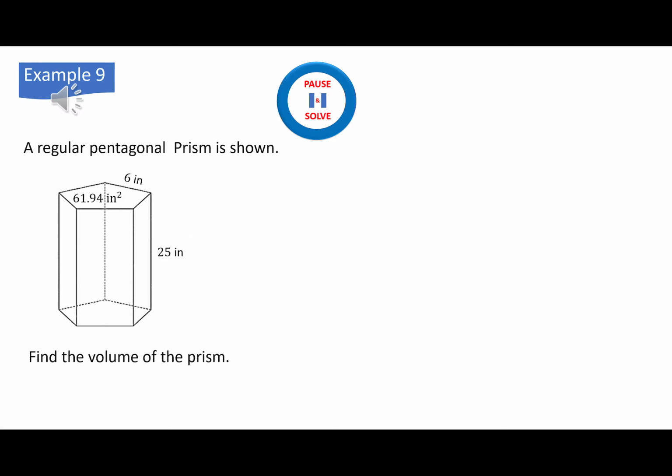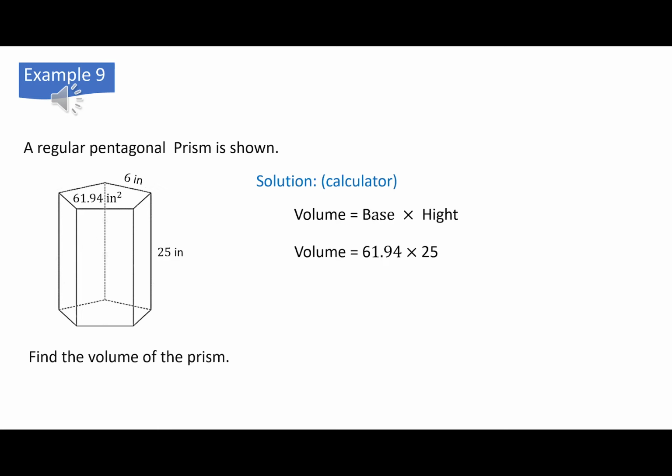Example 9. A regular pentagonal prism is shown. Find the volume of the prism. So I am given the base. The base is given. I need the volume. So it's base times height. Okay? You get 1,548.5 cubic inches.